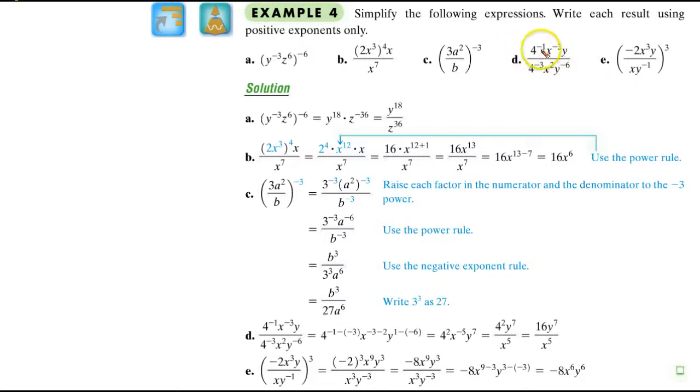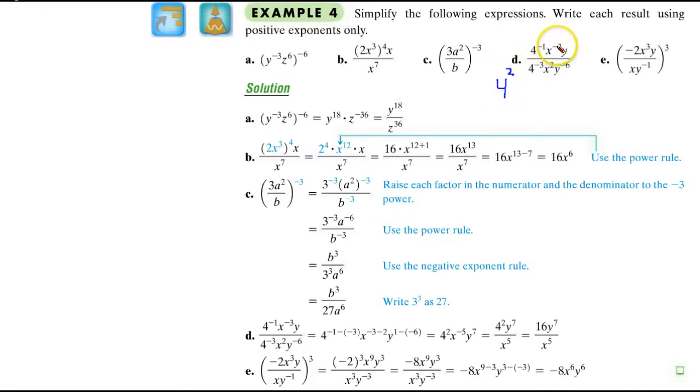Now what do we have here? And we want positive exponents. Well, this is going to go up and it becomes a negative 1 and a positive 3, this is going to be 4 squared. I'll expand that later.